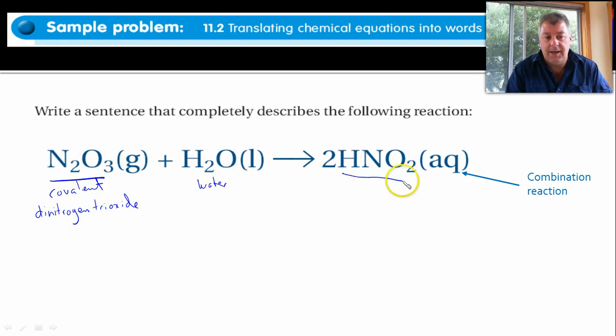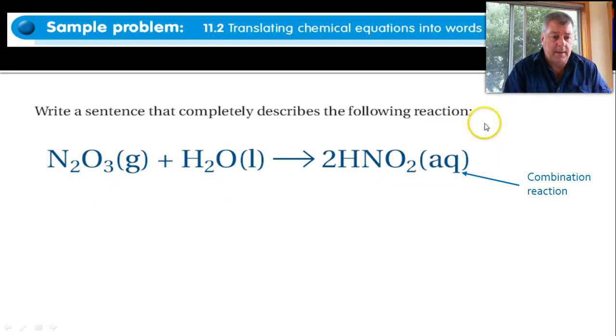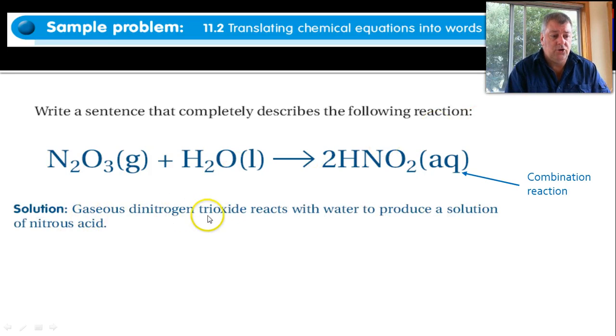And this, again, is something that you won't recognize now, or you might if you've done a little bit of chemistry. But by the end of the year you will. And this is nitric acid. Okay, so basically we're mixing gaseous dinitrogen trioxide with water to produce nitric acid. They say it a little bit differently. Let's have a look at it. Gaseous dinitrogen trioxide reacts with water to produce a solution, because it's aq, of nitric acid.